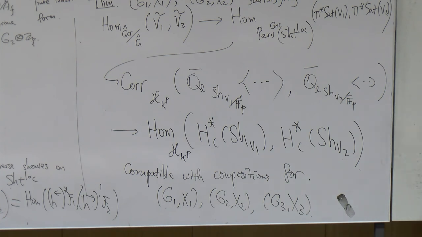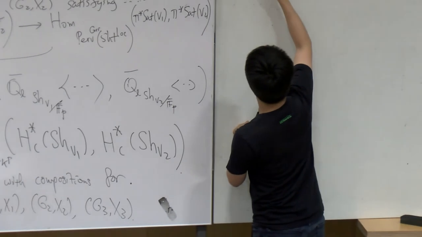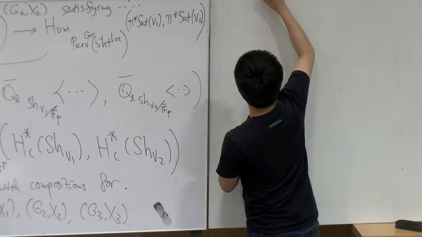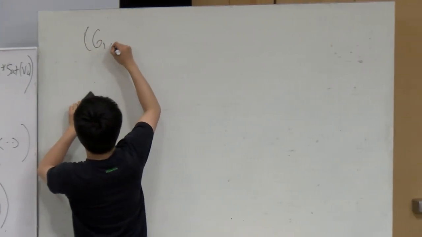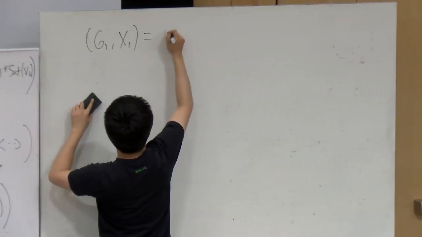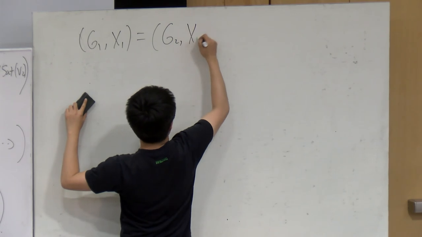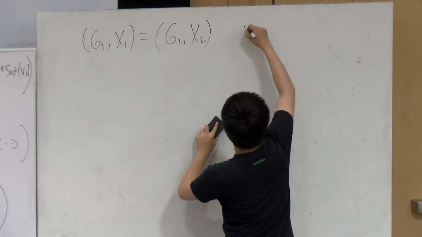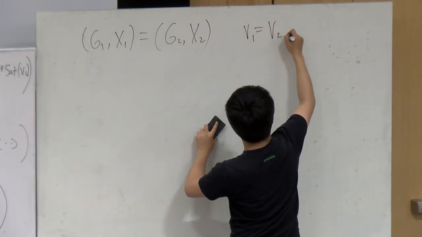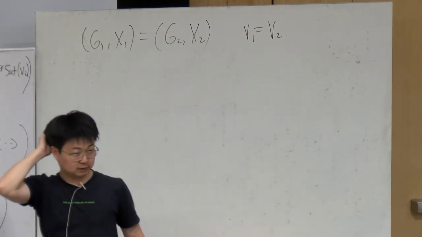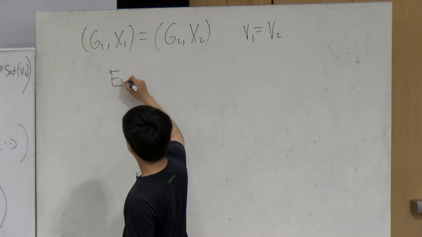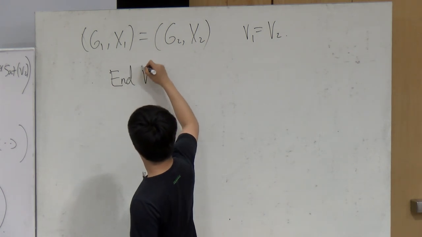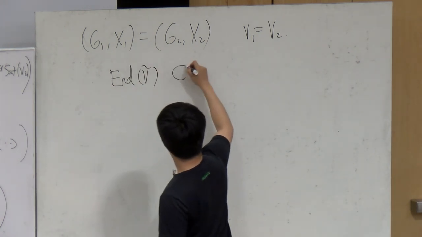Two situations. Let me very briefly mention the first situation: these two data are literally equal. So in particular, the corresponding representations of the dual group are equal. So what do you get? You get from here an action of the endomorphism algebra of this vector bundle on the cohomology.